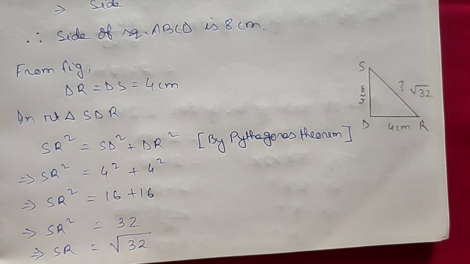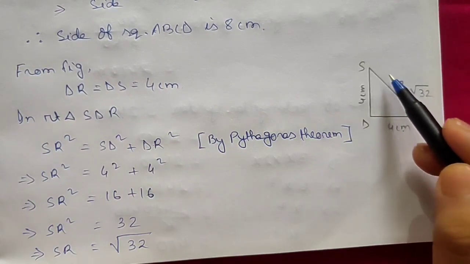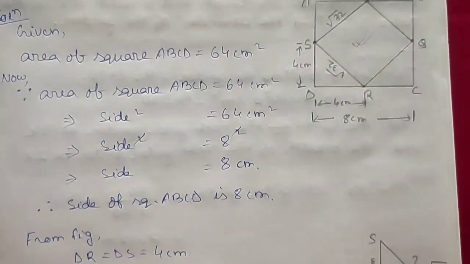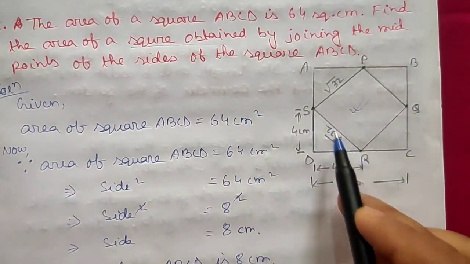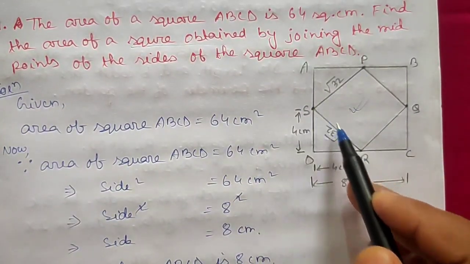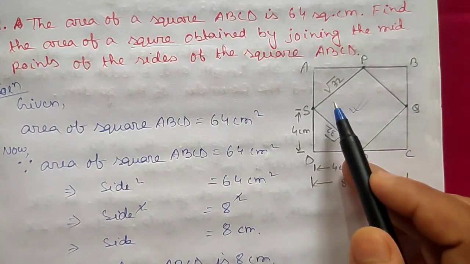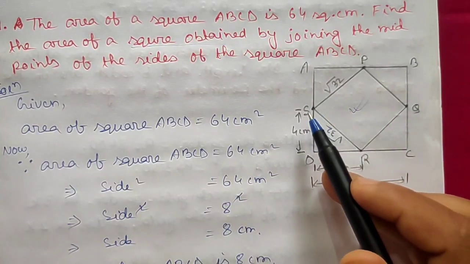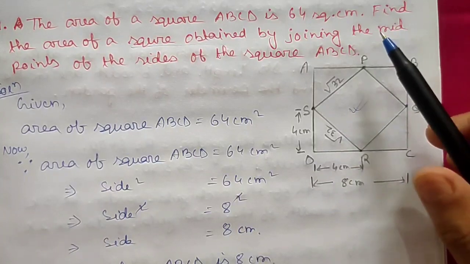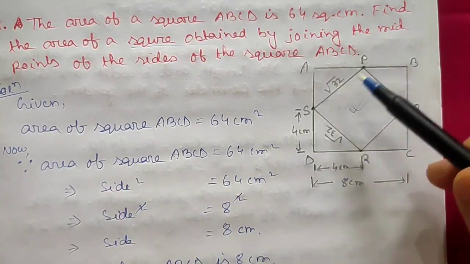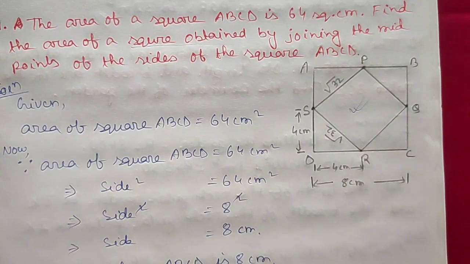Now we have found this side. Okay, this side means SR. So we have found the side of this square. Okay, so if the side of this square is root over 32, now we can easily find the area of this square by multiplying side into side. So root over 32 into root over 32 is how much?